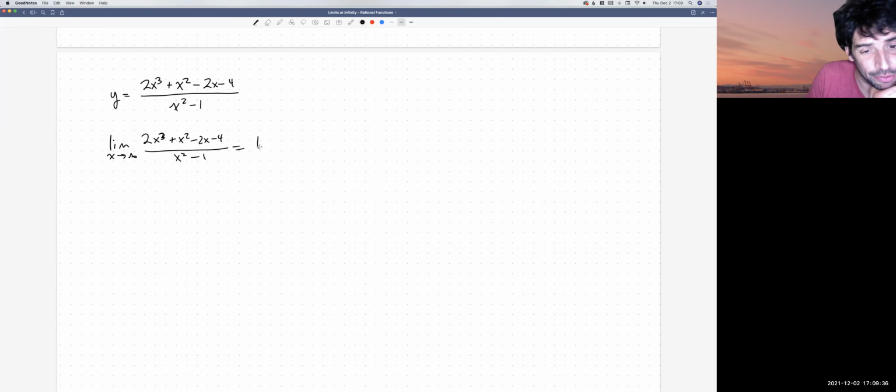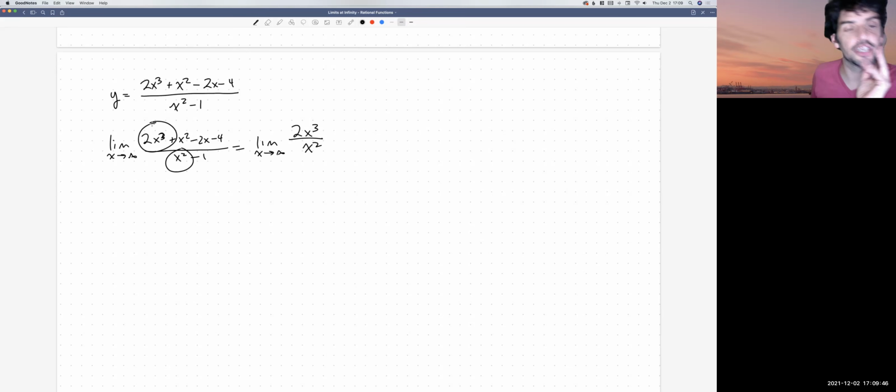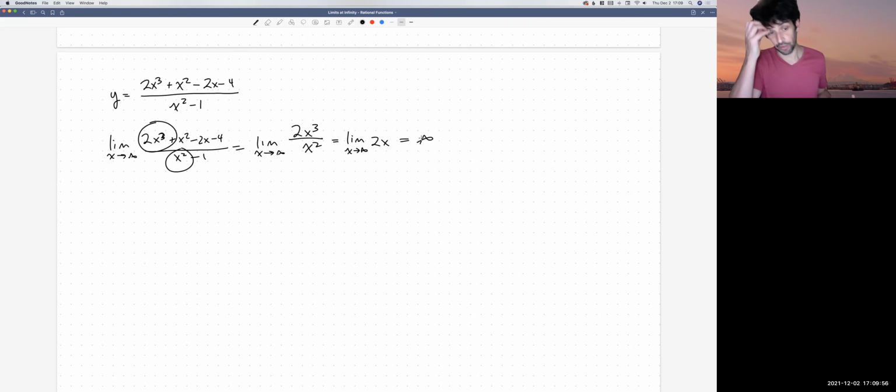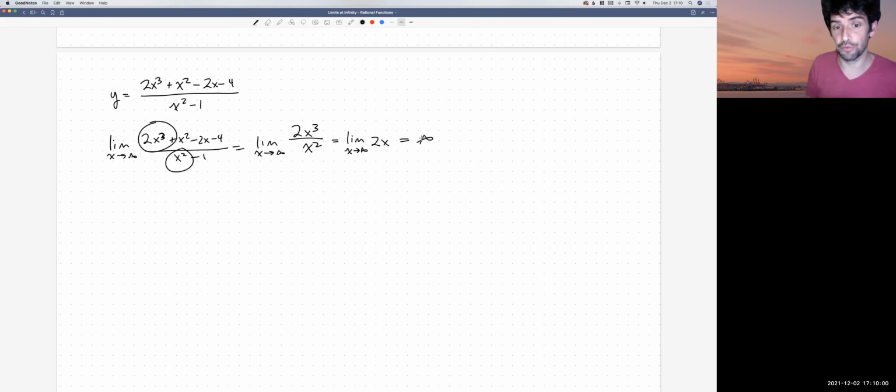Now I can apply that rule I just looked at a second ago and just look at the quotient of these leading terms, 2x cubed over x squared. We get the limit as x goes to infinity of 2x, which is of course infinite, right? So that gives us a good example of using that rule. But I want to do one other thing.